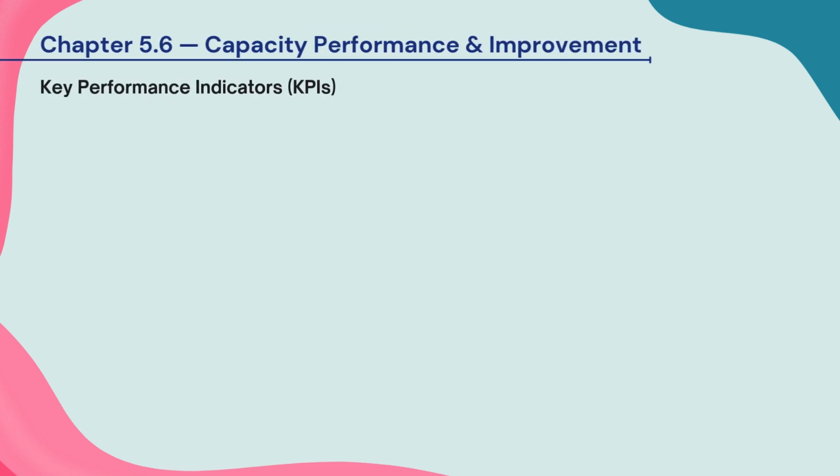This slide explains the key KPIs used to measure capacity performance. Utilization shows how much of the designed capacity is being used, while efficiency measures how effectively available capacity is converted into output. OEE combines availability, performance, and quality to give a complete view of equipment effectiveness. Throughput tracks how many units are produced per hour and reflects flow rate across the system.